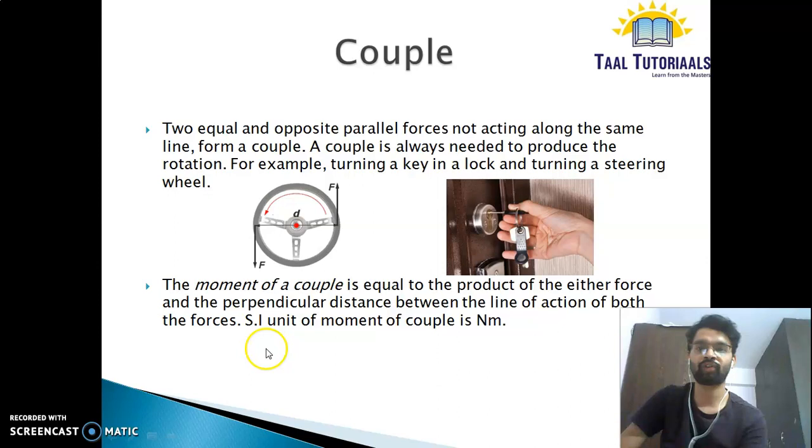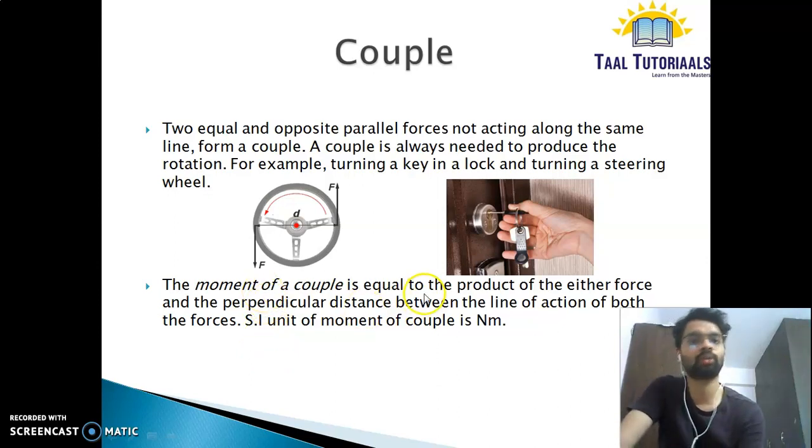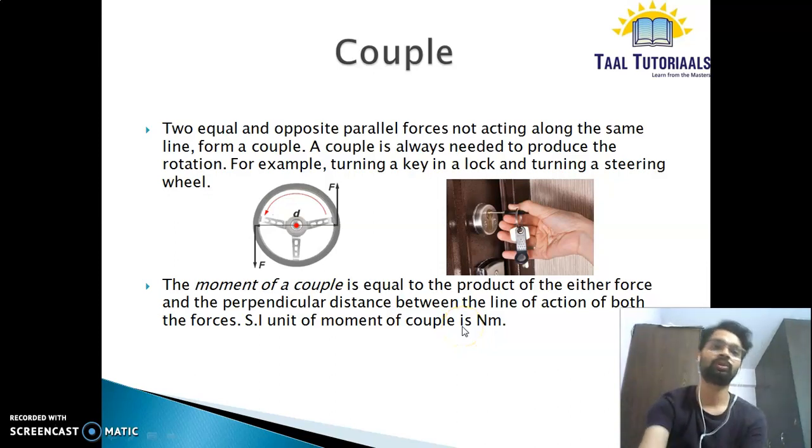What is the moment of a couple? The moment of a couple is equal to the product of either force and the perpendicular distance between the lines of action of both the forces. The SI unit of moment of a couple is Newton meter.